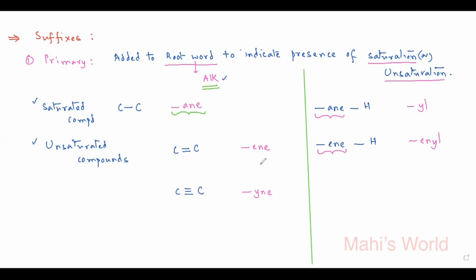alkenyl. Then, if it is one hydrogen less than the ine, I mean alkyne, we call it inyl, nothing but alkynyl. So these are the rules under primary suffix category.